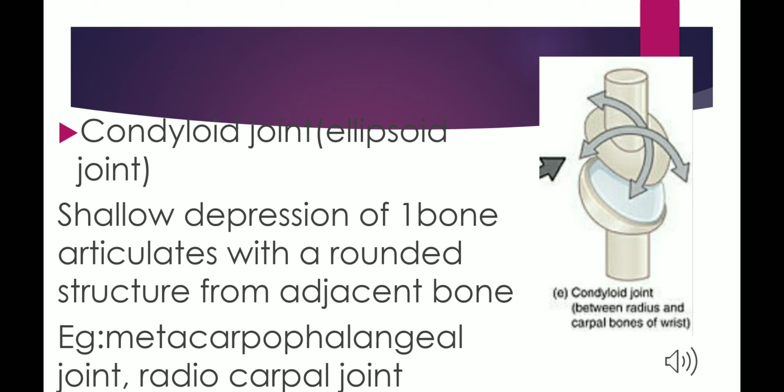The metacarpophalangeal joint is formed by the distal end of the metacarpal bone and the proximal end of the phalanx. And another one is the radiocarpal joint. It is formed by the shallow depression in the radius and the scaphoid, lunate and triquetrum bones, and it allows biaxial movement, that is, bending and straightening, and also side to side movement.